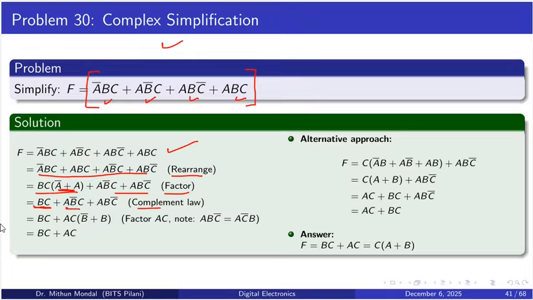Once we apply the complement law, in the next step when we factorize it, we can note that a b c bar will be equal to ac bar b. So we put it here in the next expression, and here again we find that b bar plus b is there, which is again equal to 1. So the final form we are getting is bc plus ac. As an alternative approach, rather than going this way, we can easily take out the factor and take the grouping, but we will get this same expression of f.